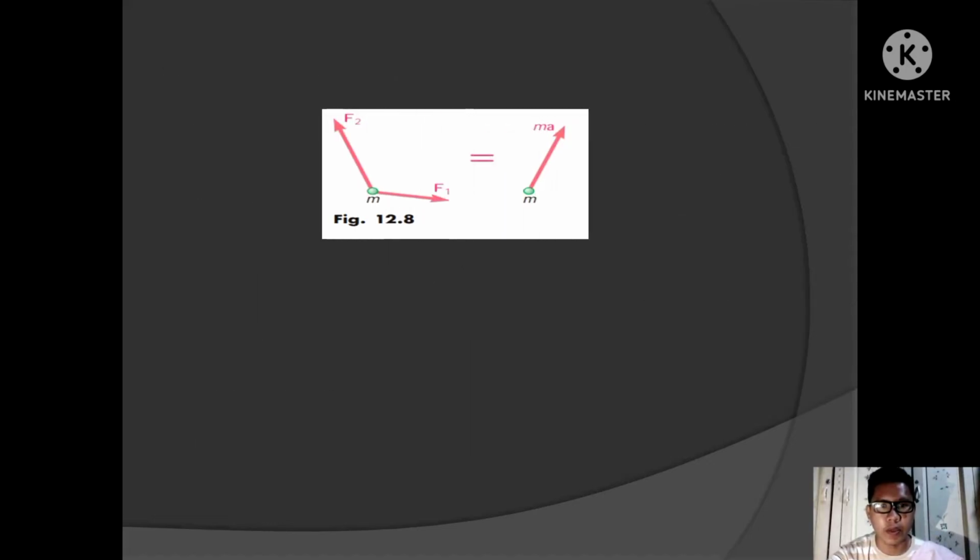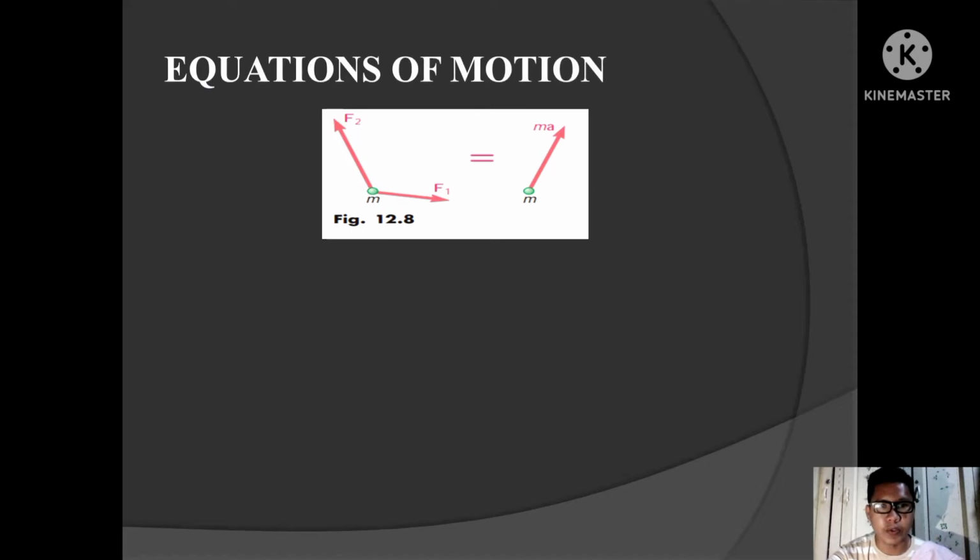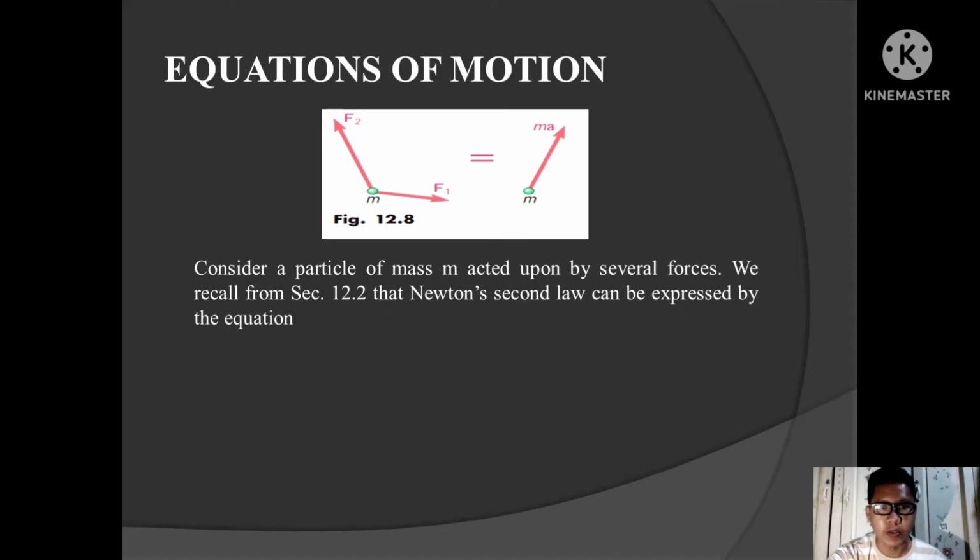So the next one is the equations of motion. But before that, what is an equation of motion? An equation of motion is the mathematical formula that describes the position, the velocity, or the acceleration of a body. From this figure 12.8, we consider a particle of mass m that is acted upon by several forces, which is the first one and the first two.